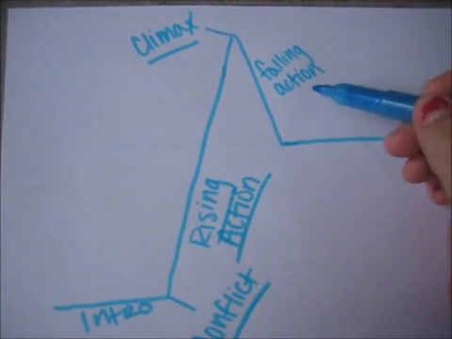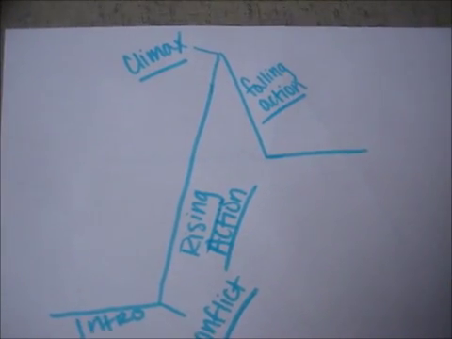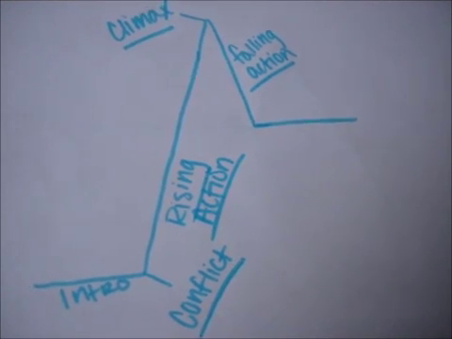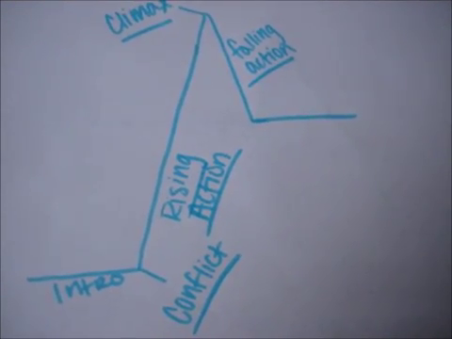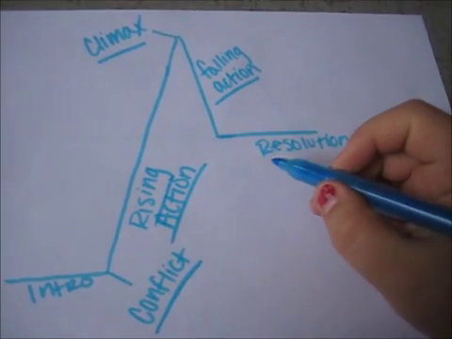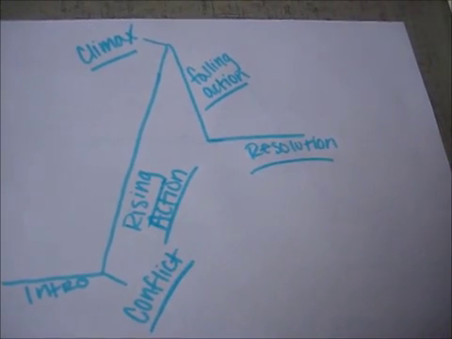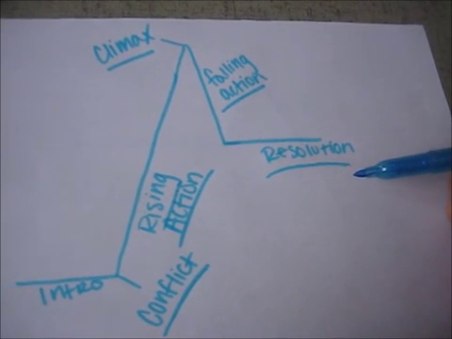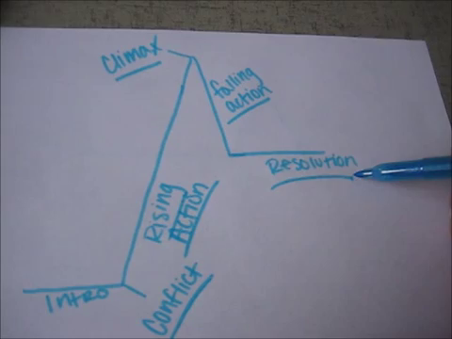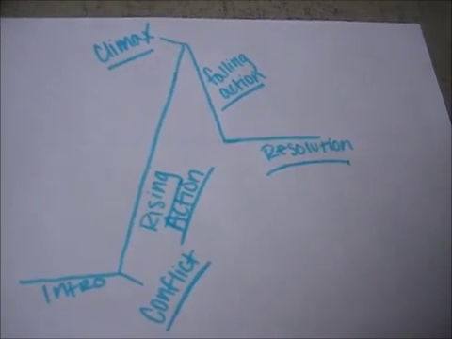The next part of the story is the falling action. This is where the conflict is solved and the reader learns what is going to happen after the story is over. And the last part of the plot structure is the resolution. This is where the story is summed up and the reader recaps every part of the story.